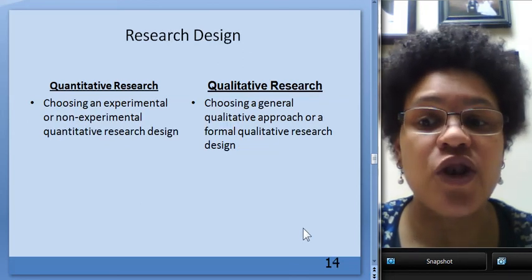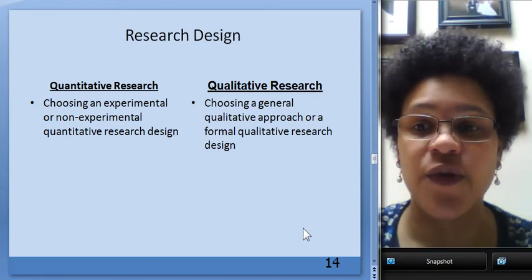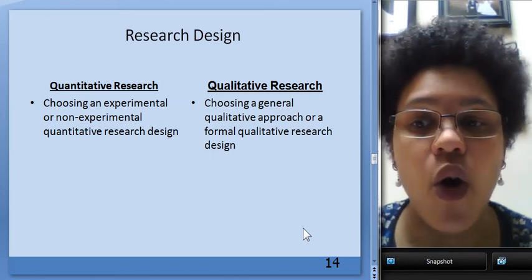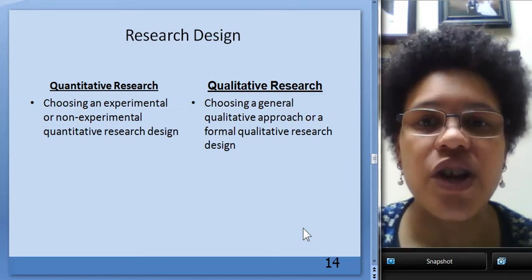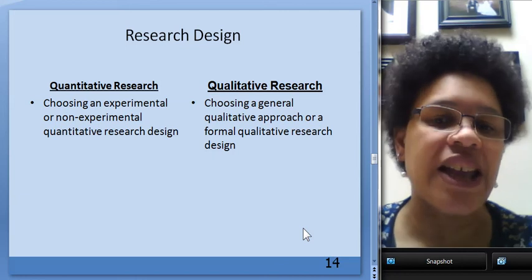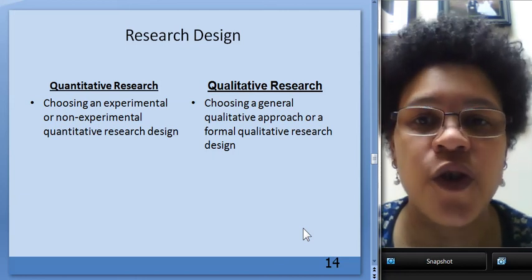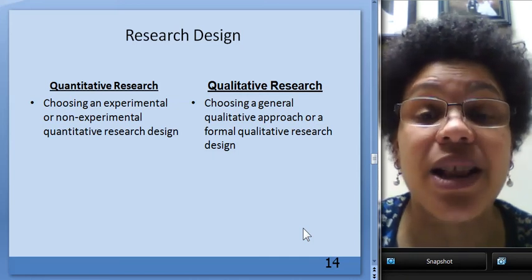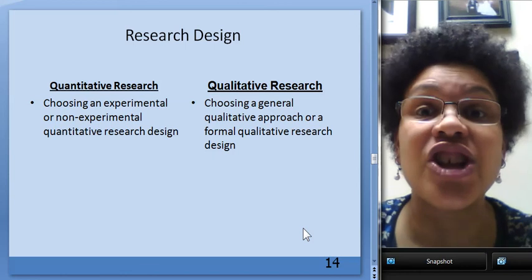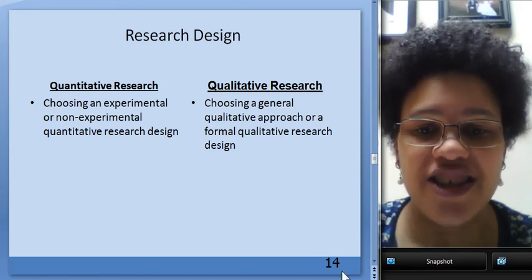In terms of research design, there are two main research designs for quantitative research: experimental or non-experimental. For qualitative research, you can think of it as people choose either a general qualitative approach or a formal qualitative research design. Often the general qualitative approach is actually a phenomenological approach, which you're going to learn about later in this course.